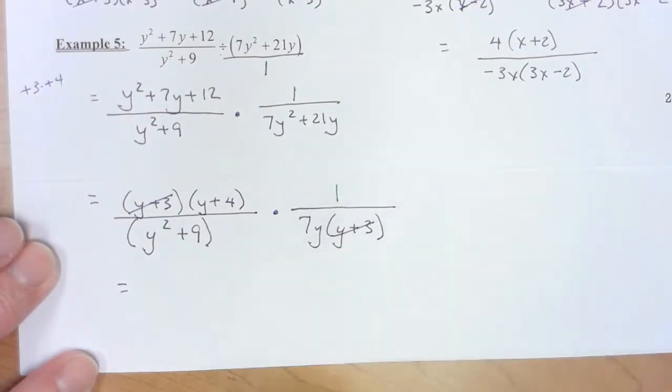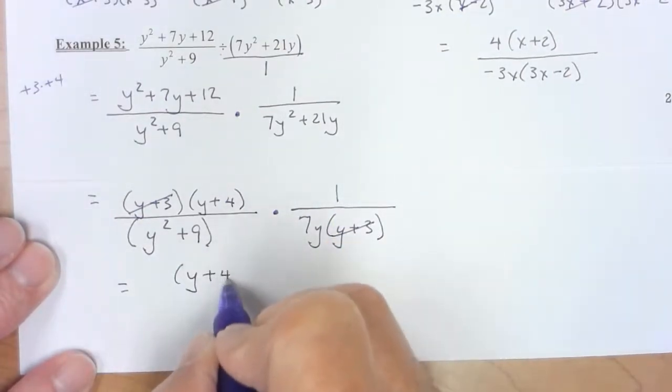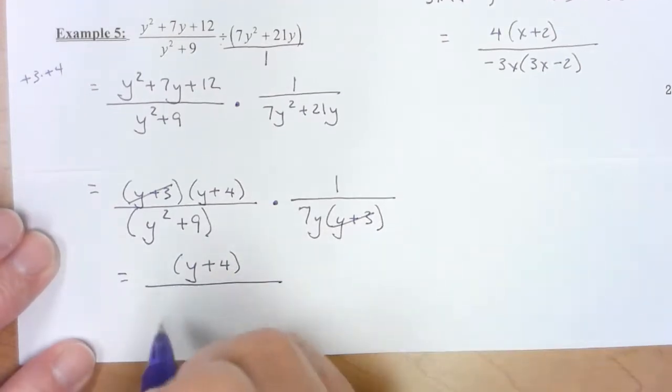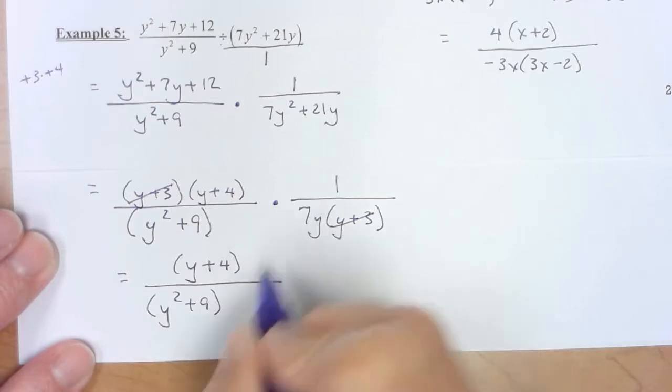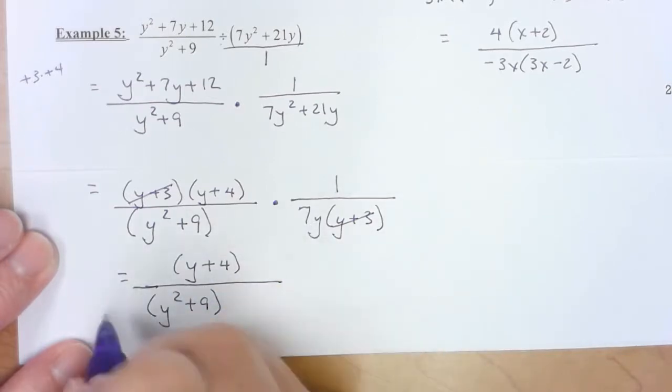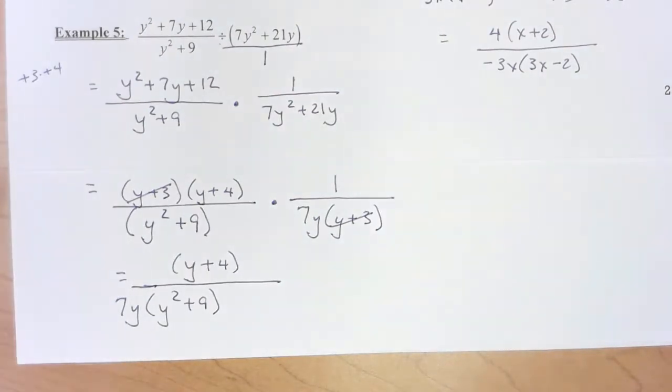Oh, didn't put my 1 there. Okay, what I have left in the numerator, in the denominator, 7y is a monomial. I usually put monomials up front. So that would be my answer. Thank you.